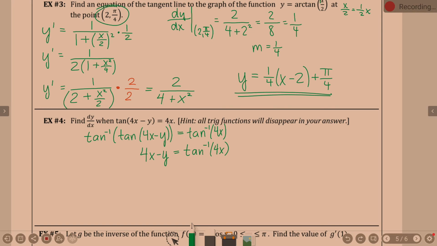Now, again, here you can do implicit differentiation right here. But this equation is also very easy to solve for y, isn't it? So I would go ahead and make it y equals, which, let's see how you feel about this. Can you agree that y equals 4x minus tangent inverse of 4x? Catch up with the math.